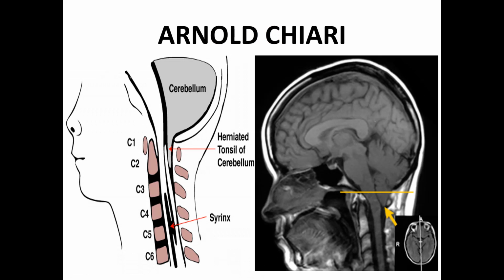So we have also discussed the Arnold-Chiari malformation as a cause of hydrocephalus. As I have told you, in the Arnold-Chiari malformation there is a downward displacement of the cerebellar vermis or the cerebellar tonsils. This downward displacement of the cerebellar tonsils causes obstruction of the central canal. So again, this causes hydrocephalus.